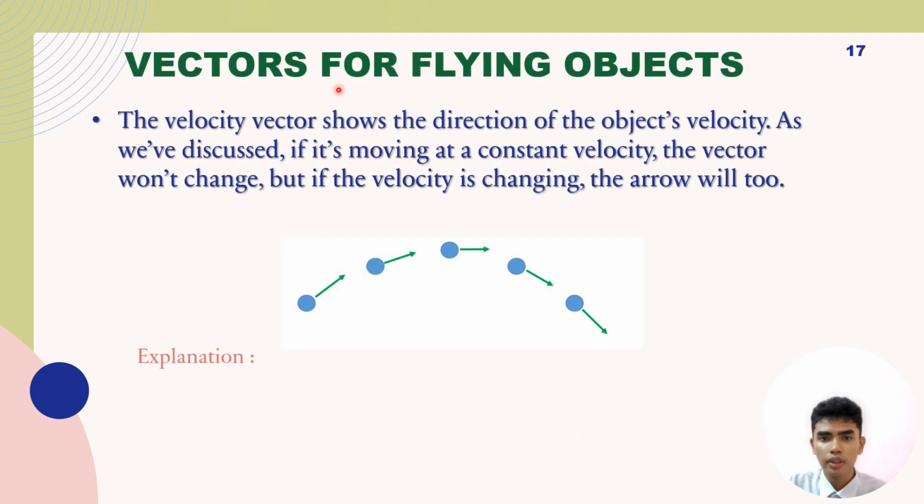Right now we have the vectors for flying objects. The velocity vector shows the direction of the object's velocity as we discussed. If it's moving at a constant velocity, the vector won't change. But if the velocity is changing, the arrow will too. For example, if we throw a ball at 50 meters per second, at the end it will lose energy. Finally it will be 20 meters per second, going downward because it's also being pushed by gravity, so it will land on the ground.